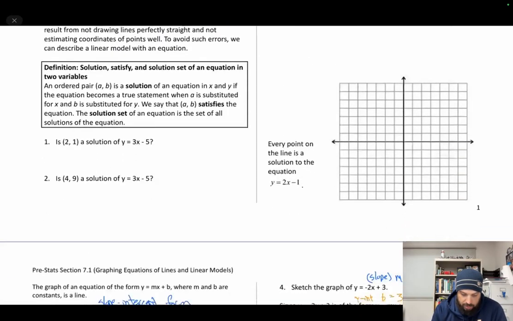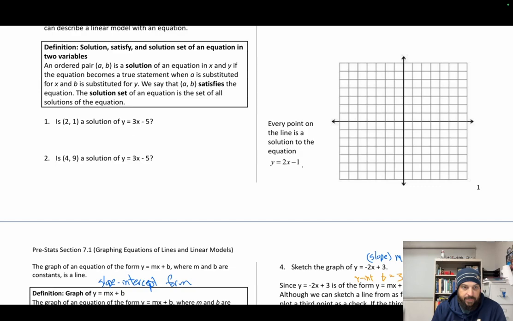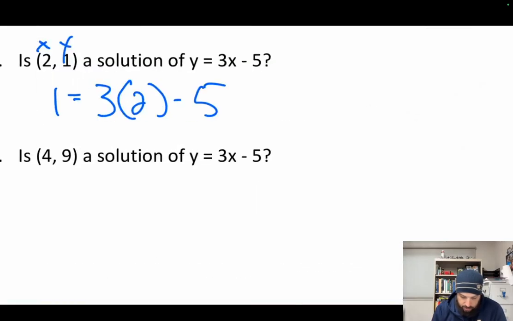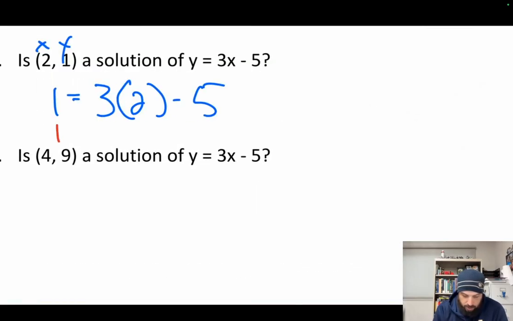So looking at our solution. And so this is just substituting values in. So remember our coordinate pair, that's x comma y. So we can just substitute that in. So 1 equals 3 times 2 minus 5. So as we simplify that, we get 1 equals 6 minus 5, and 1 equals 1. So that checks out. So is it a solution? Yes.